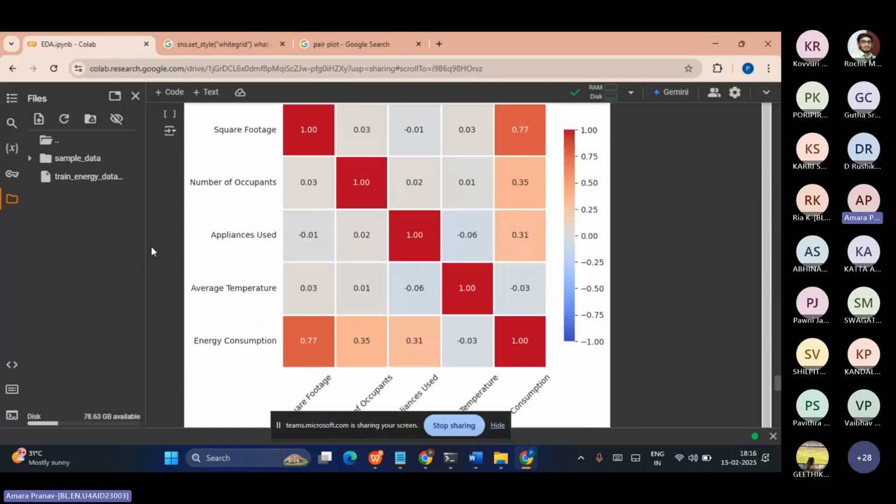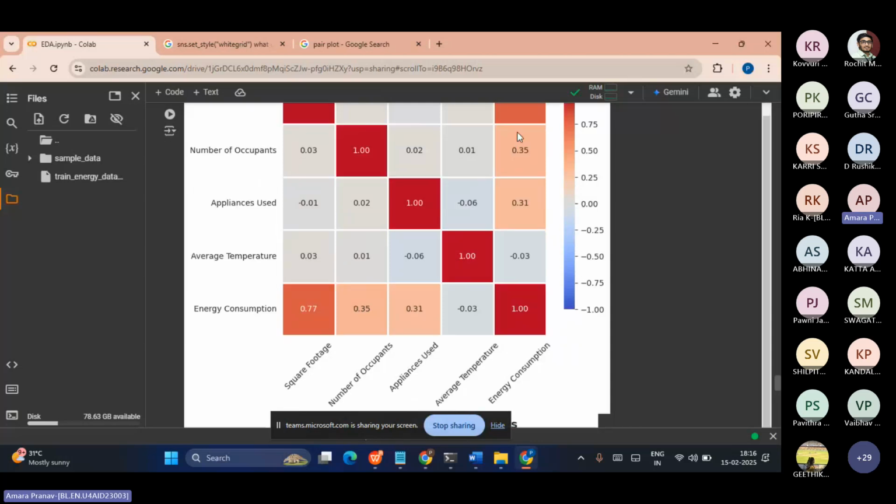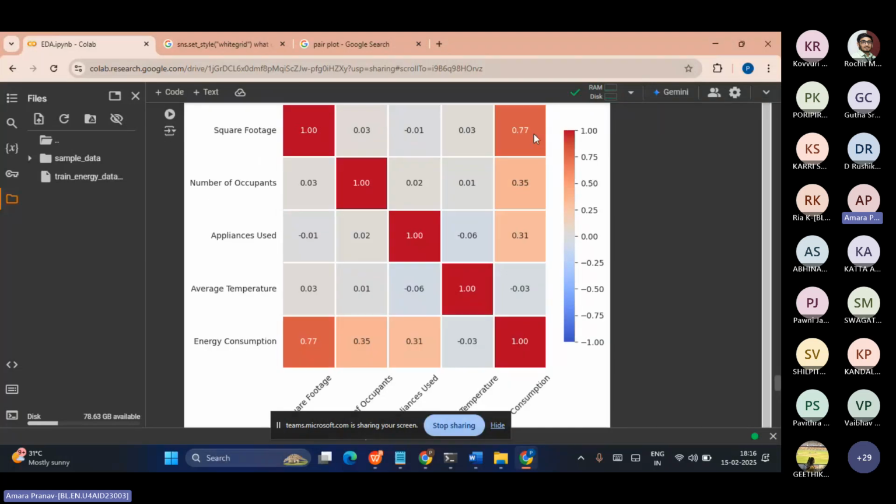So here we are taking 5 features and we are seeing the correlation with the rest of the features from each feature. Suppose square footage is strongly correlated to square footage, obviously, because it's the same feature. Either both will increase or both will decrease. But it's less correlated with number of occupants. So it's not correlated at all, it's almost 0.03. But it's strongly correlated to energy consumption. So if the square footage is high, it means the energy consumption is also higher. So all you get to know is the correlation between the features using the heat map.